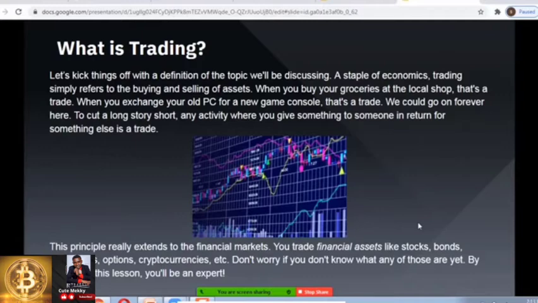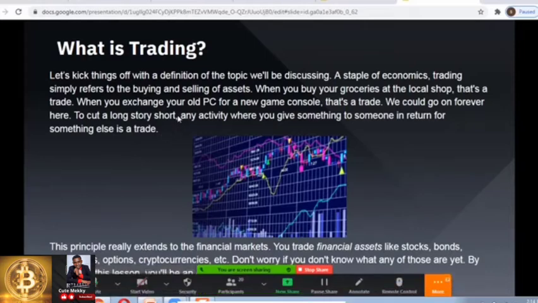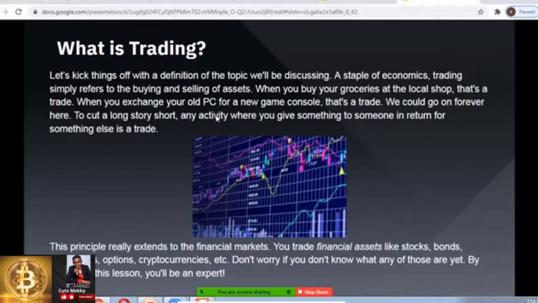So now, when we talk about trading, we all know that if you go to the market, either a local shop or anywhere in the world, and you want to buy something, there must be an exchange. You have to exchange your naira for that product or goods you want to buy. That is a trade. You've actually performed a trade. So when you exchange your old PC for a new game console, you have actually traded. So we could say that when you want to take a trade, you actually pay for something, or somebody is paying you for something. So there is an exchange that is taking place.